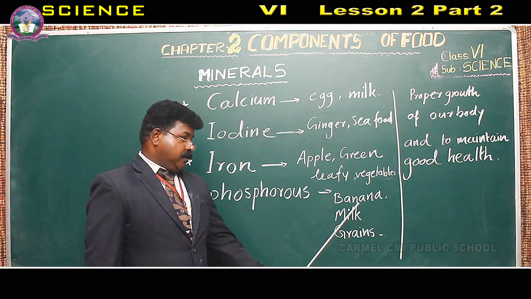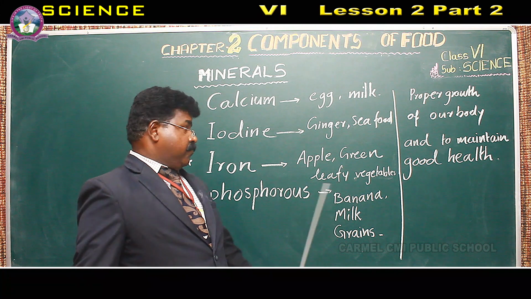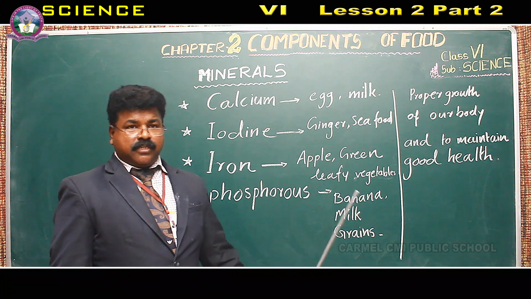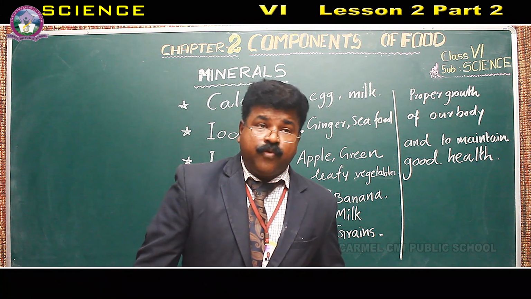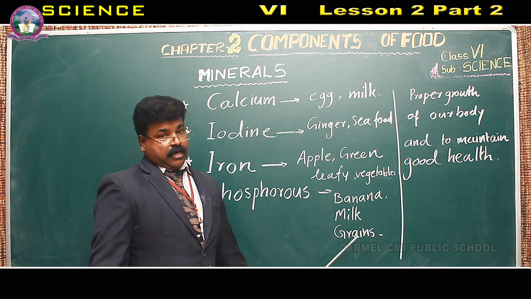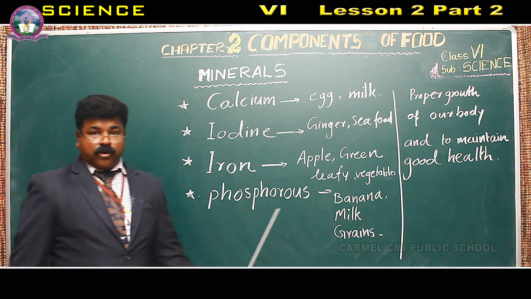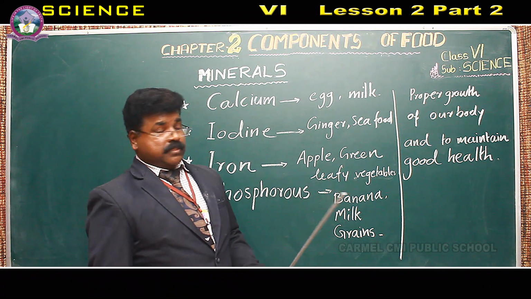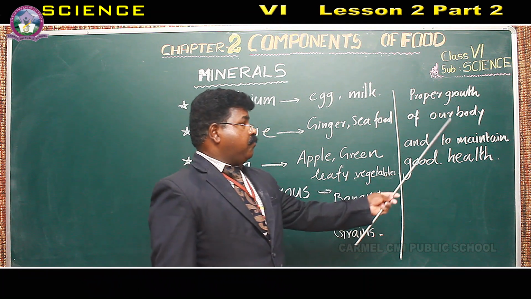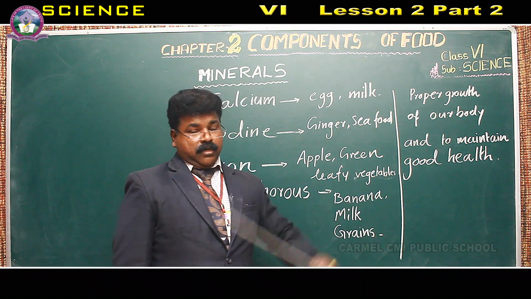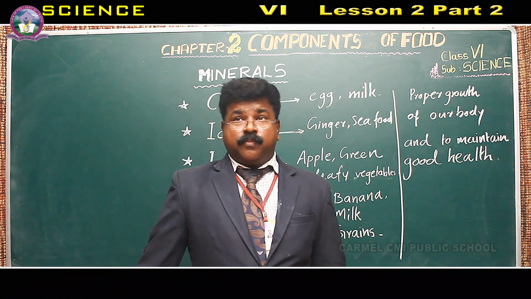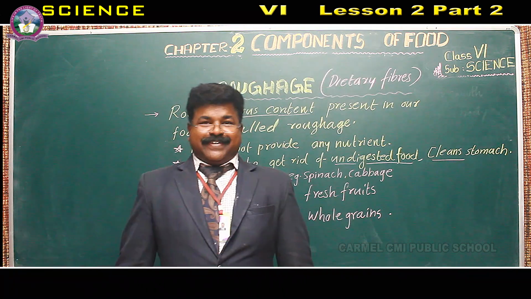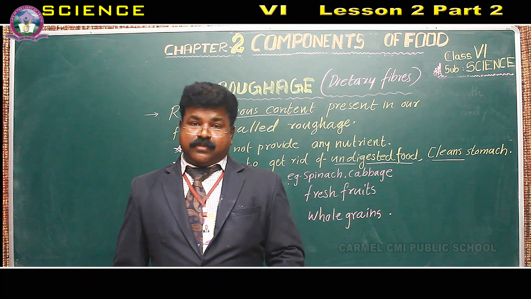So what are the food items? Some examples of food items which contain phosphorus are given here. One is banana, milk, grains. Grains means all the cereals just like rice, wheat, bajra; all these are examples of grains. These all contain sufficient amount of phosphorus. Then what is the function of all these? All these minerals are mainly responsible for the proper growth of our body and to maintain good health. In order to maintain good health and the proper growth of an individual, these minerals are very much essential. Okay students, now let us see about roughage.